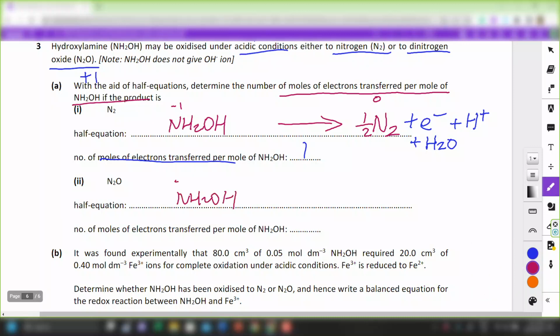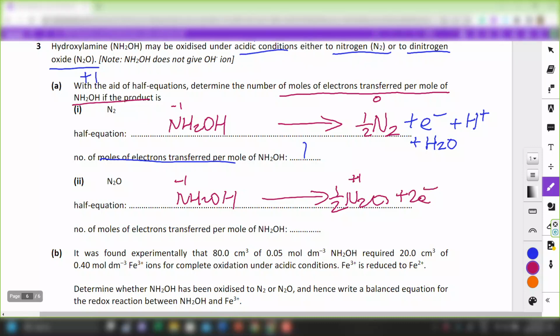Then we're going to do the same thing for N2O. So NH2OH, okay, so this is -1. I'm going to draw an arrow over here, and then after that I'll end up with N2O, so I'll just write it as half N2O. That will make our life easier. So half N2O here, and then this is not 0, I think earlier on I calculated it to be +1. So this is +1, so 2 electrons are being transferred out.